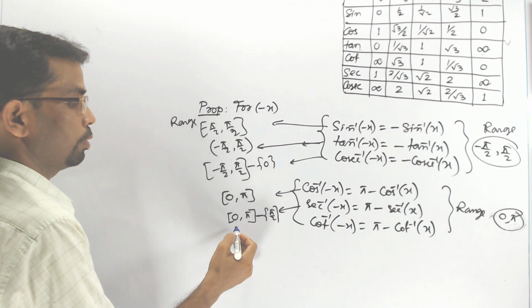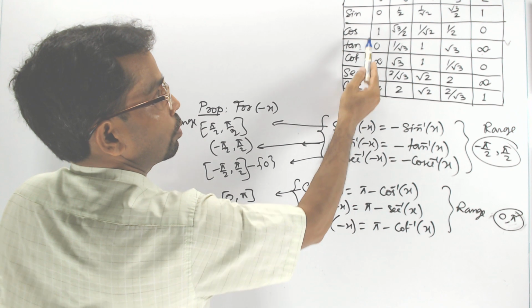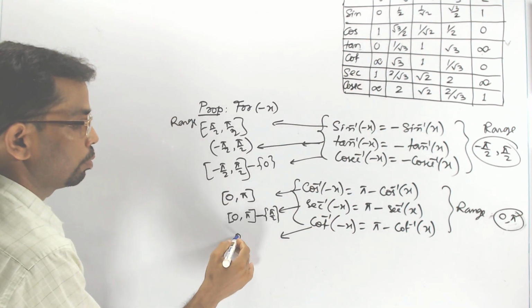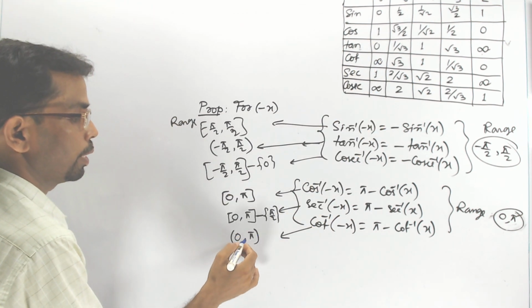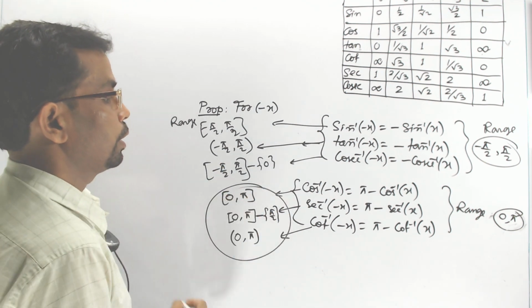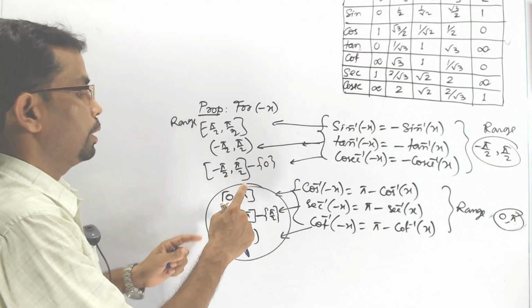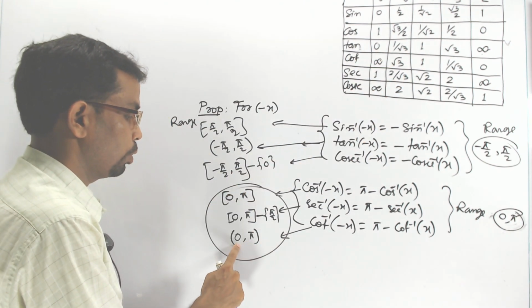So this will be the range for sec inverse. And for cot inverse, what will be the range? Cot 0 is not defined, so it will be 0 to pi, an open interval again. So how do we memorize these ranges? You see, only at the point at which the function is not defined, the interval is open. This one, at 0 not defined, interval open.